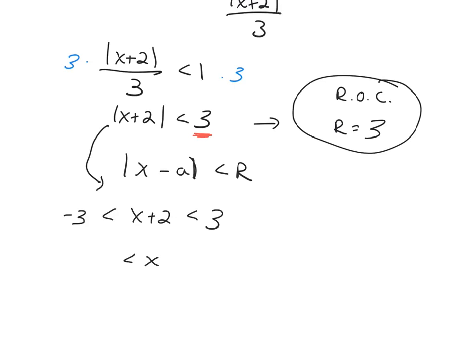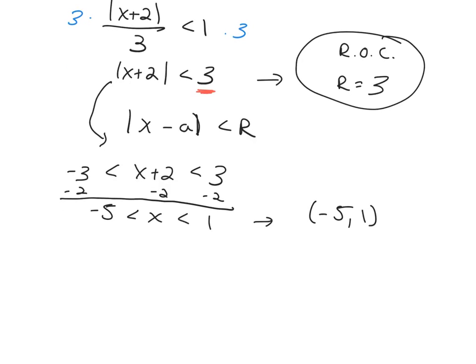So what values is x between? -5 and 1. Yep, I subtract 2 from everything, and I get -5 to 1. So this gives me the interval -5 to 1. But remember, we need to test the endpoints of this interval.